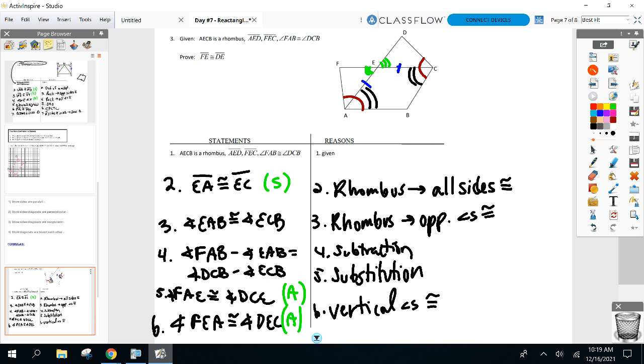Any questions with these? You just got to know your properties, so you'll be fine. All right, I'm not going to get real tricky on these proofs. You just got to know your properties, because if we don't know our properties, we don't know sides or angles are congruent, unfortunately.